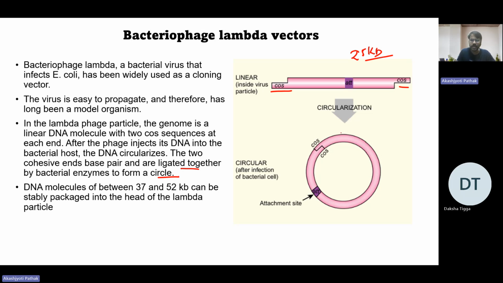So after it enters the bacterial cell, you see in this figure, it has circularized again, but in the virus it is linear. Okay, so DNA molecules of between 37 and 52 kb can be stably packaged into the head of the lambda particle.